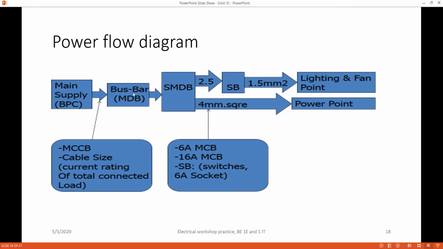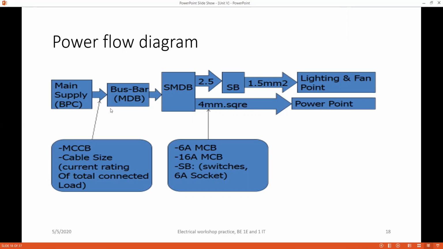Before connecting to the main bus bar, the main distribution board, we also call it a BB, the bus bar. Before connecting to the bus bar, we have to connect some control gear. Now the control gear here is the molded case circuit breaker. The rating of this MCCB depends upon your total connected load in that particular building. MCCB is a molded case circuit breaker.